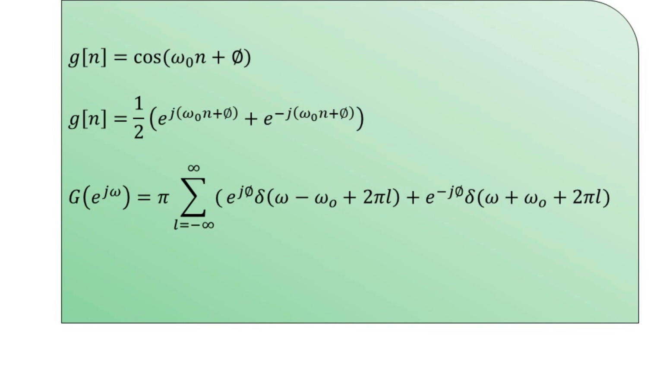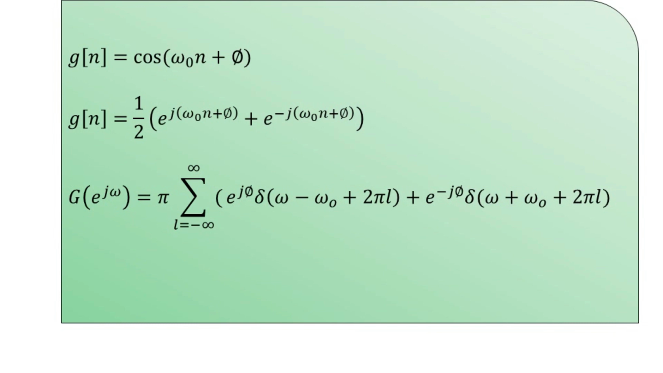Here we have the first term inside the bracket, e to the power j phi, in multiplication with delta of omega minus omega 0 added by 2 pi L, whereas the second term is e to the power minus j phi delta of omega plus omega 0 added by 2 pi L. This term is added to the earlier term.